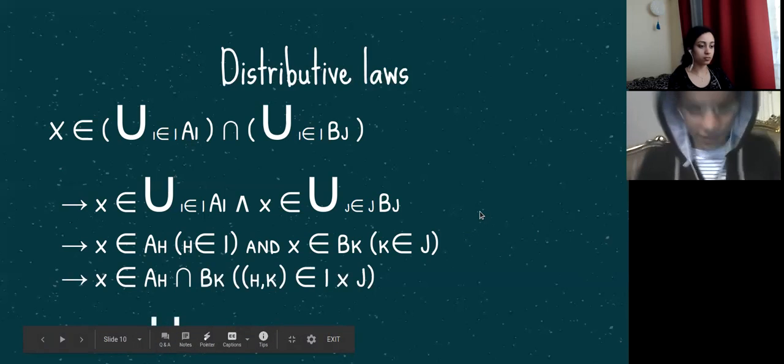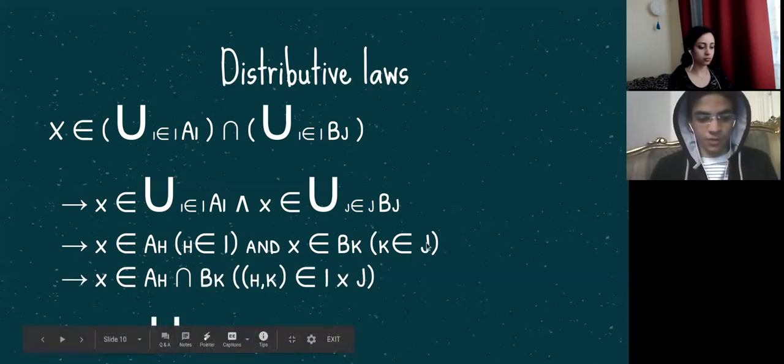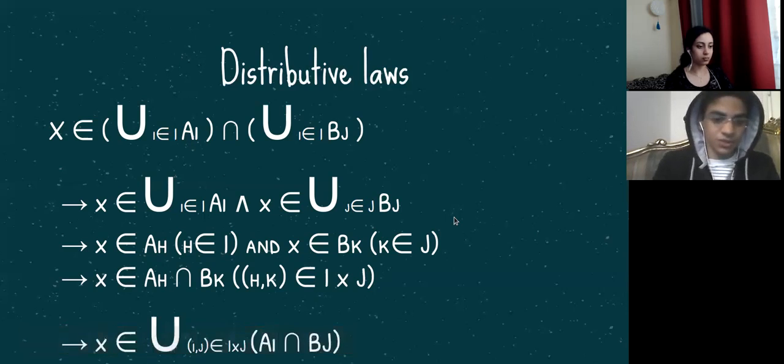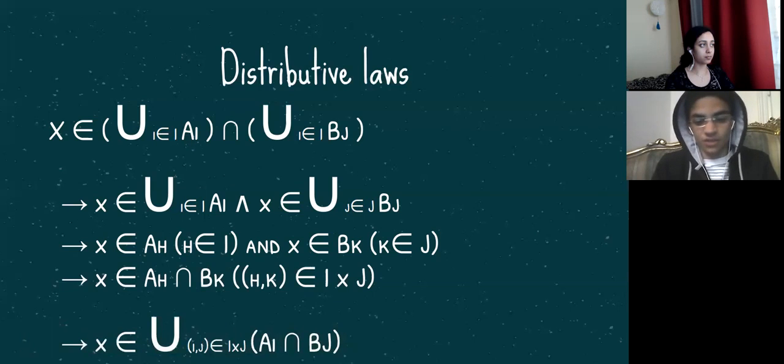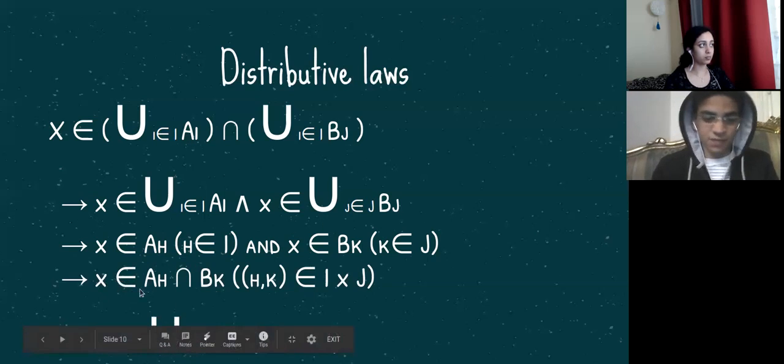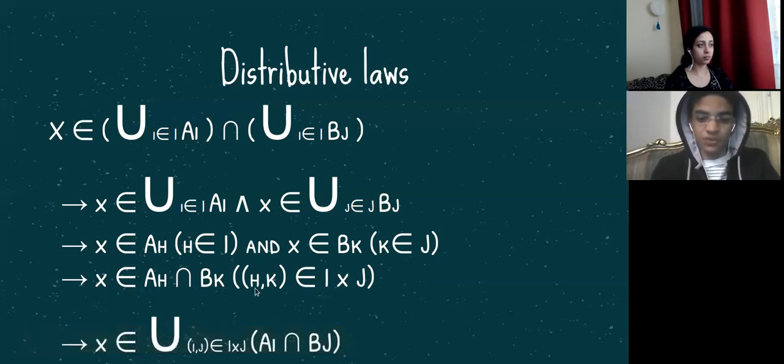And so that actually proves the theorem that I'm trying to prove. I can say that this proves that x belongs to the union taken over the ordered pair (i, j), which belongs to I cross J, of A sub i intersection B sub j. What this statement is saying is that x belongs to A sub h intersection B sub k, such that there exists an ordered pair (h, k) that belongs to I cross J. So that's just, again, the definition of the union that we used before.